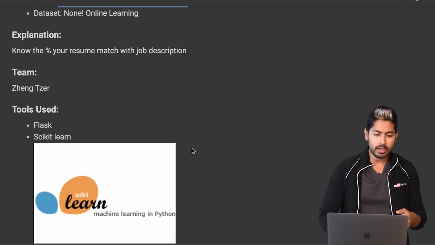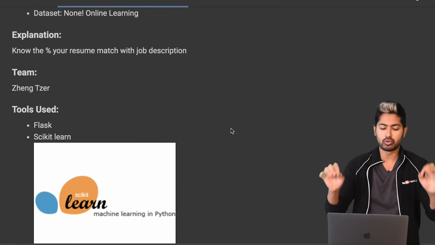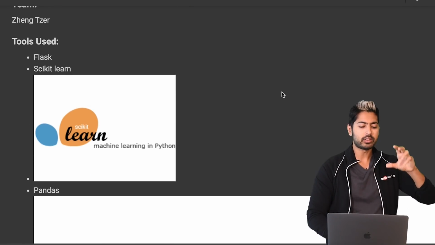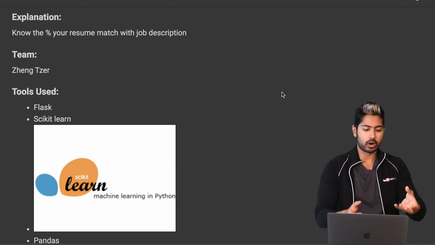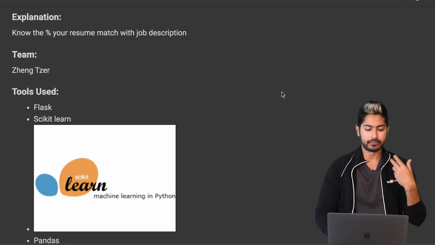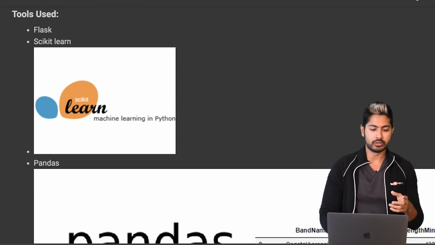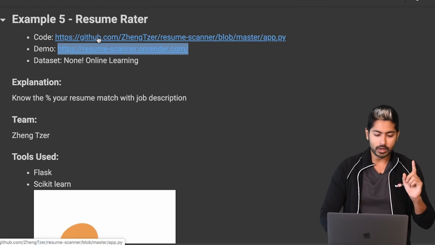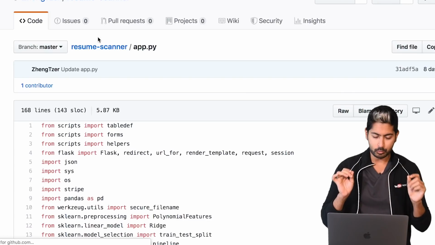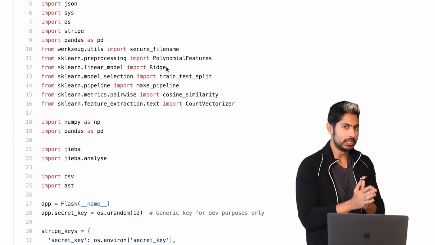which is really cool. And what Zheng did is it's a very simple web app, but the idea itself is extremely powerful. He used Flask as the web app framework, and then scikit-learn as the machine learning library to perform that machine learning, pandas for the data preprocessing. But I wanna really focus on his code here for a second because he did something really interesting.